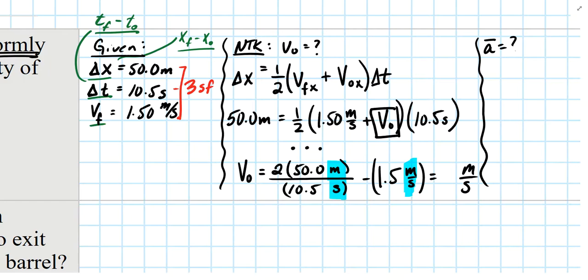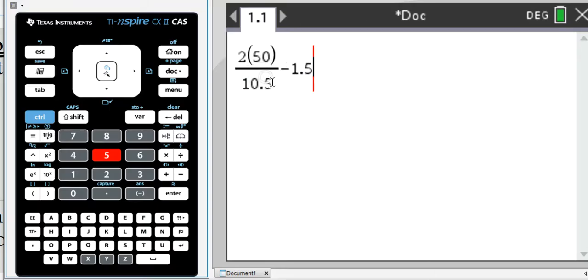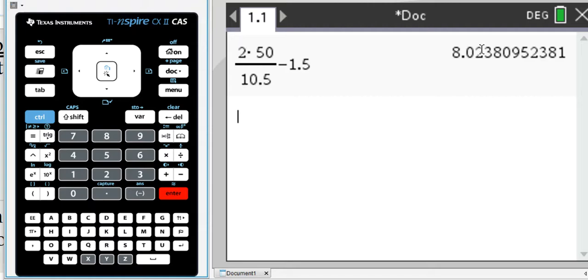Now, as I go to the calculator, I'm going to set up the equation exactly as we have it written on paper without the units. And I don't need to include all the extra decimals. That's good for significant figures, but we can interpret that mentally rather than relying on the calculator. So we've got 2 times 50 divided by 10.5 minus 1.5. And it looks like 8.02, etc.